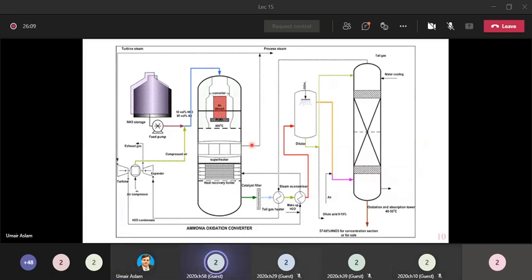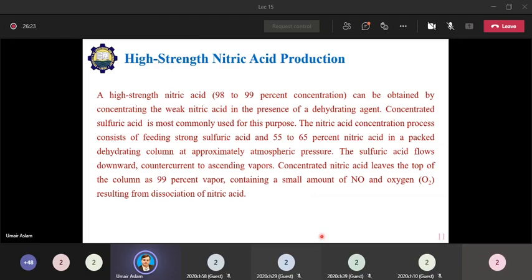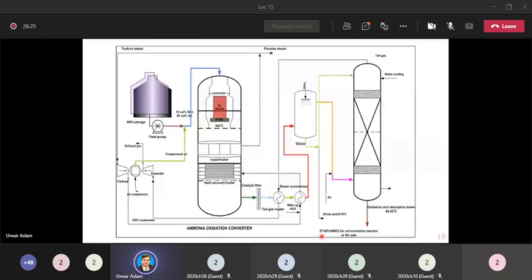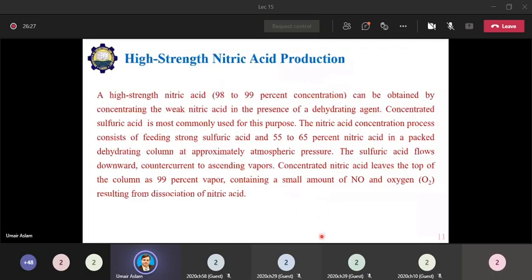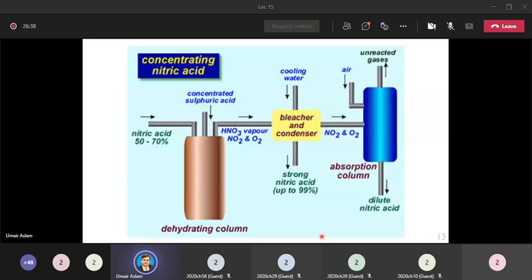No sir. Chalein, so this is the flow sheet for the synthesis of weak nitric acid, which is having a concentration of 57 to 60%. The next part is the conversion of this weak nitric acid into a highly concentrated nitric acid, having a concentration up to 98 to 99%. So this process takes place in these steps.